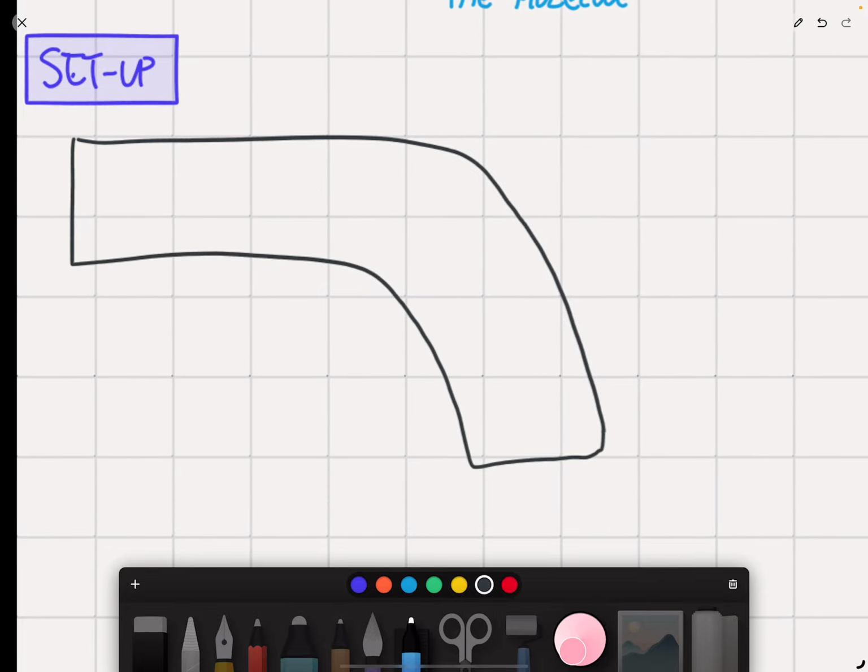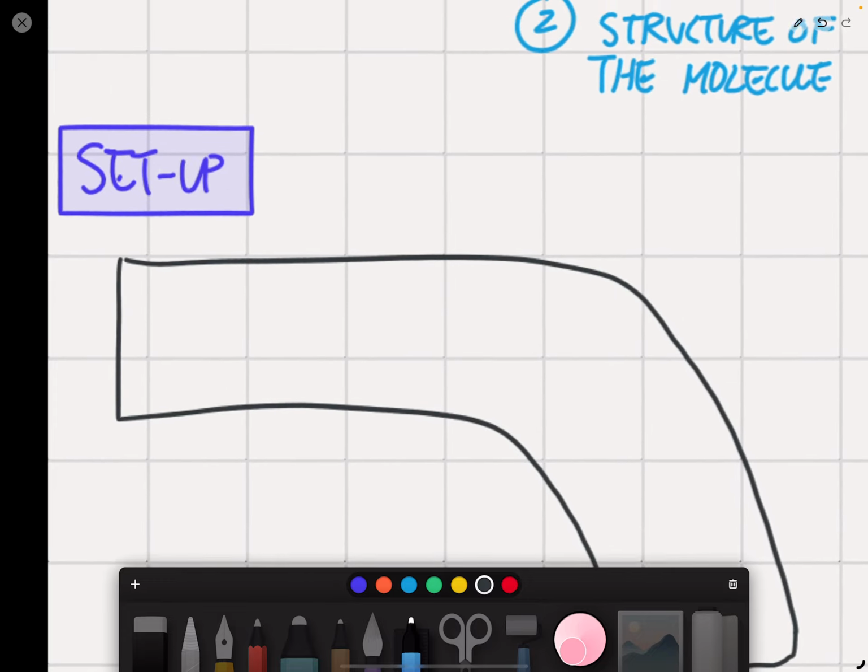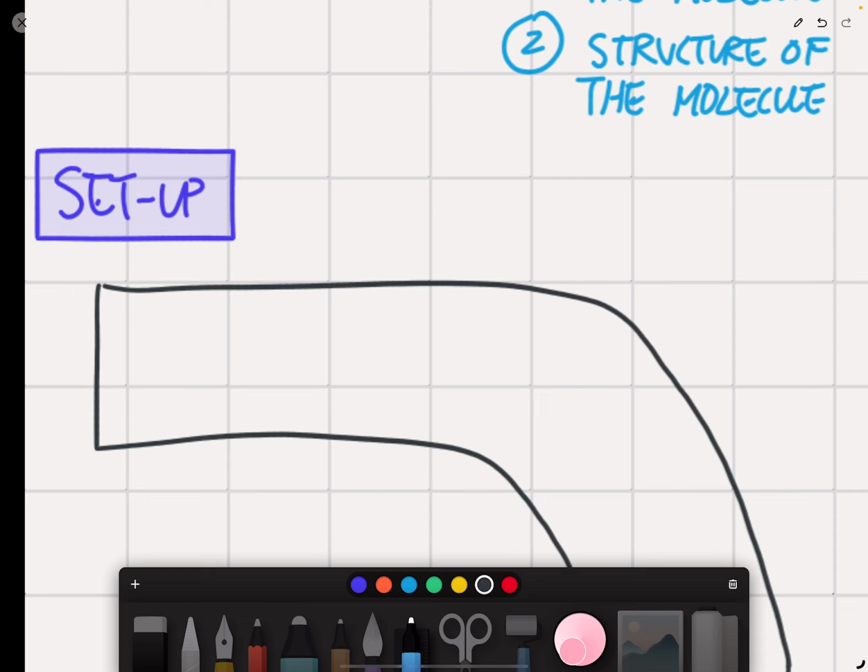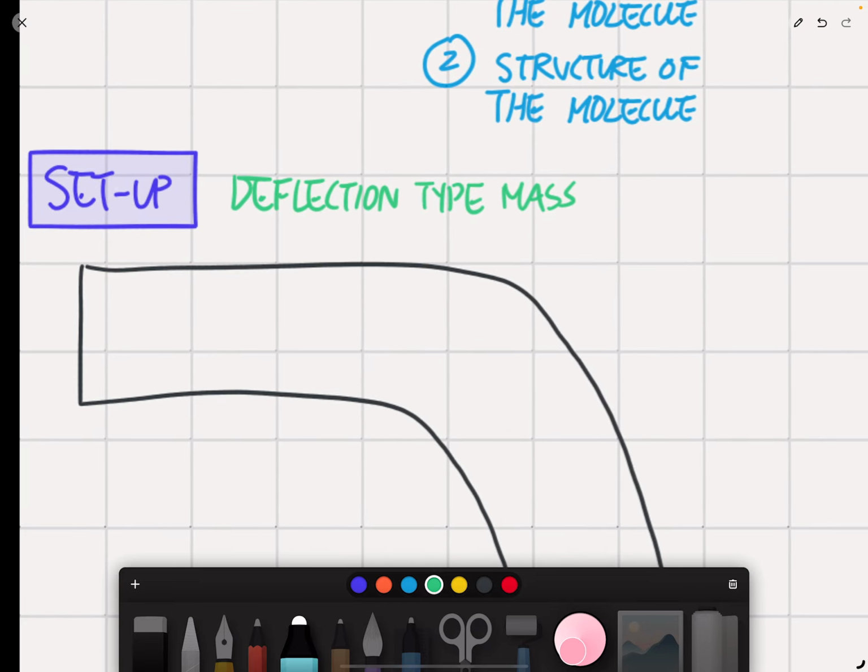There are actually 2 different types of mass spectrometer. One is based on an electromagnet, and the other is what we call a time of flight mass spectrometer. In DSC, we'll be looking at a deflection type mass spectrometer. So this is the deflection type mass spectrometer.